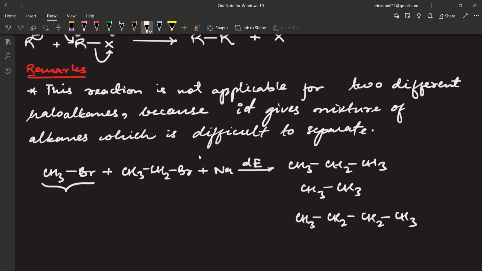So it is not applicable for two different haloalkanes. Wurtz reaction is when two same haloalkanes are treated with sodium, they will form alkanes with double the number of carbon atoms. Write this down.